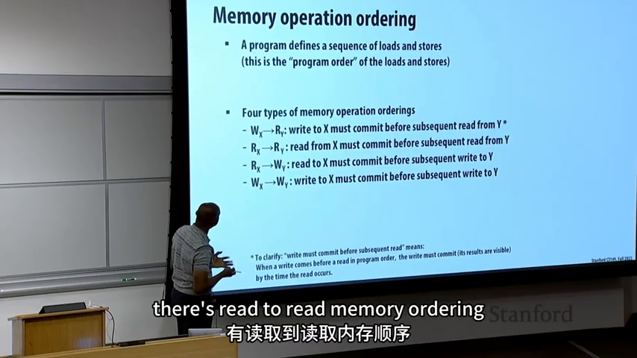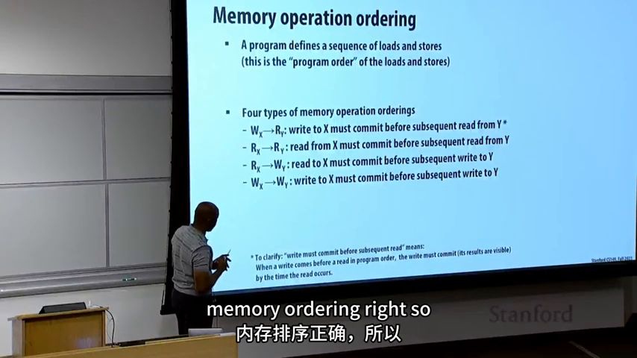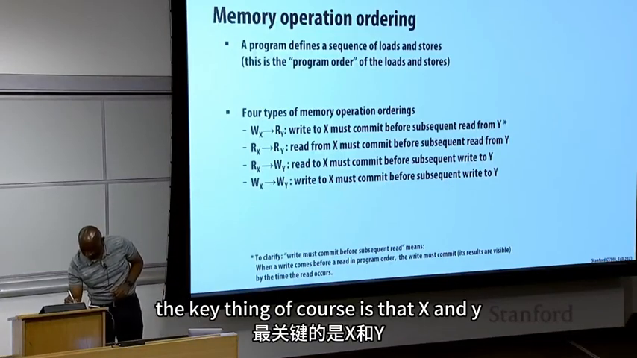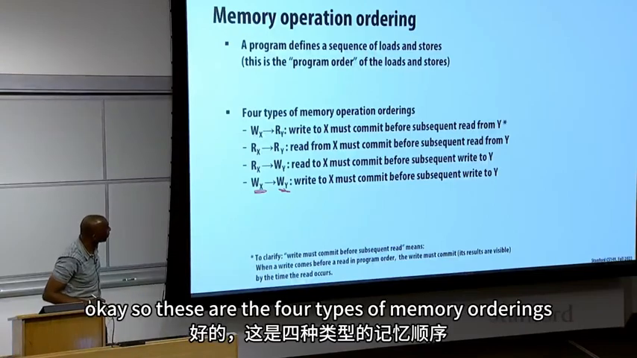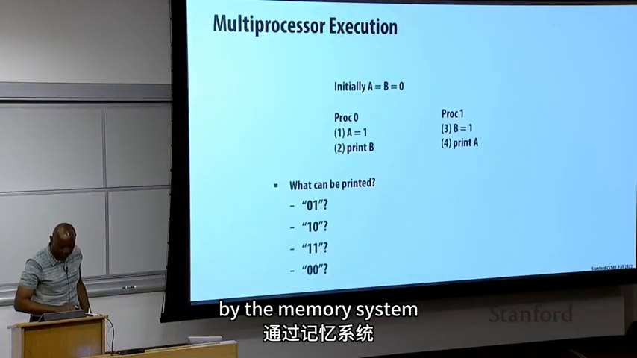There's read to read memory ordering. There's read to write memory ordering, and there's write to write memory ordering, right? So the key thing, of course, is that X and Y are different addresses, okay? So these are the 4 types of memory orderings, and the question is, what memory orderings are going to be maintained by the memory system.